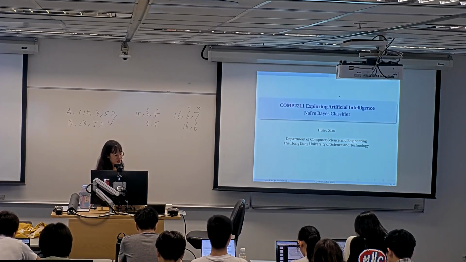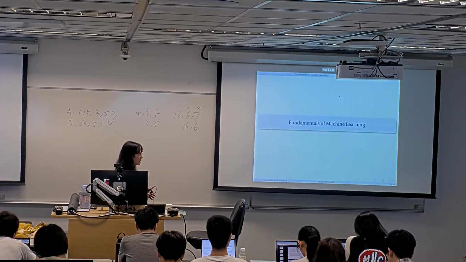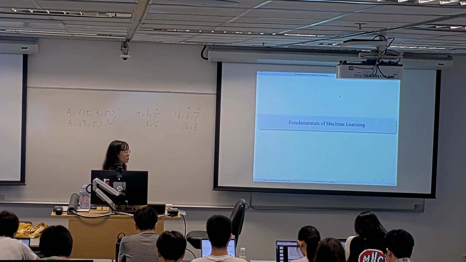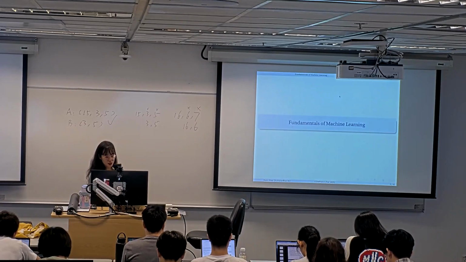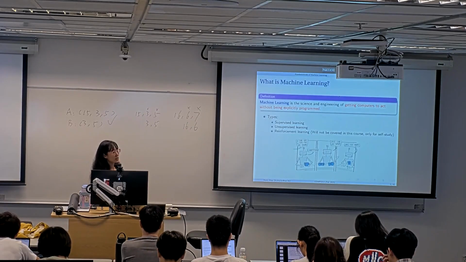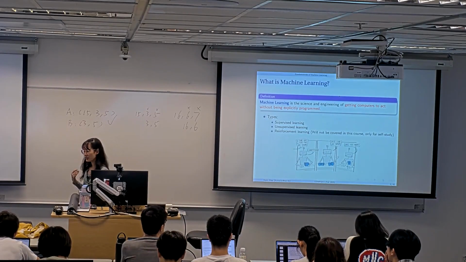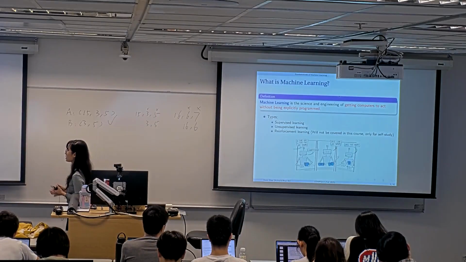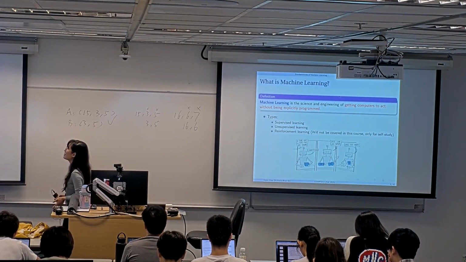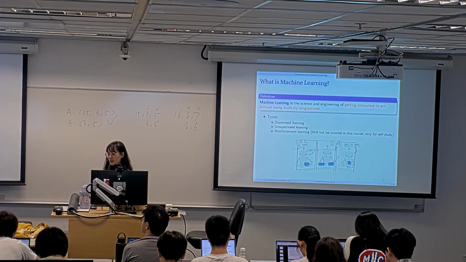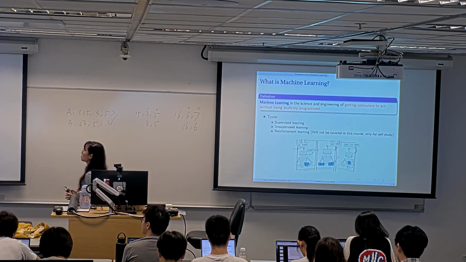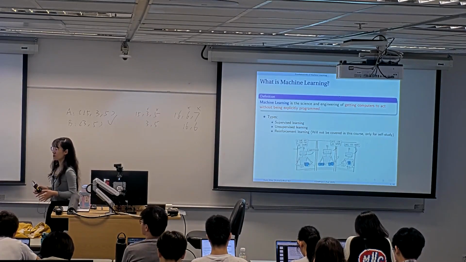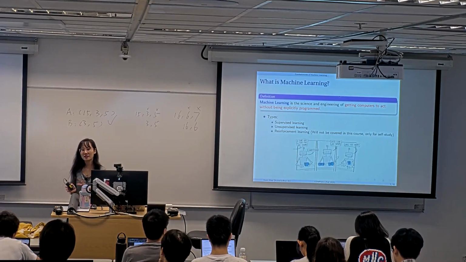Non-U-based classifier, start with this one, which is a very classical machine learning model. Then we need to know some fundamentals of machine learning first. What is machine learning? Actually, in the introduction to AI, we already mentioned a little bit about that. So machine learning is the science and engineering of getting computers to act without being explicitly programmed. Let the machine learn by itself.